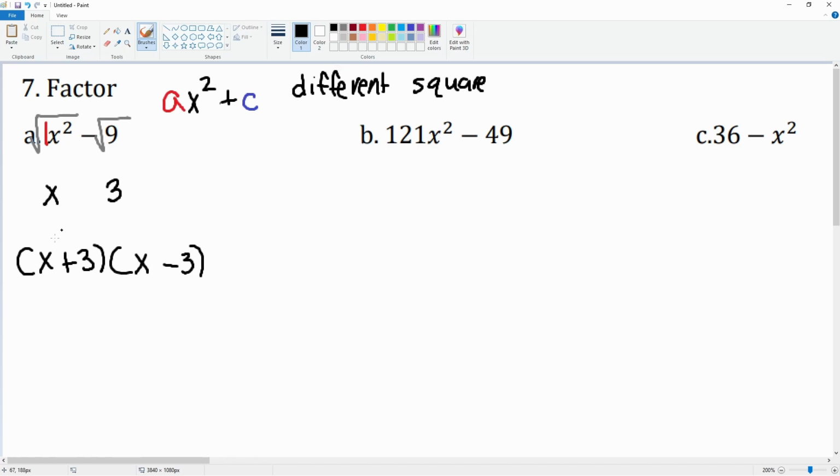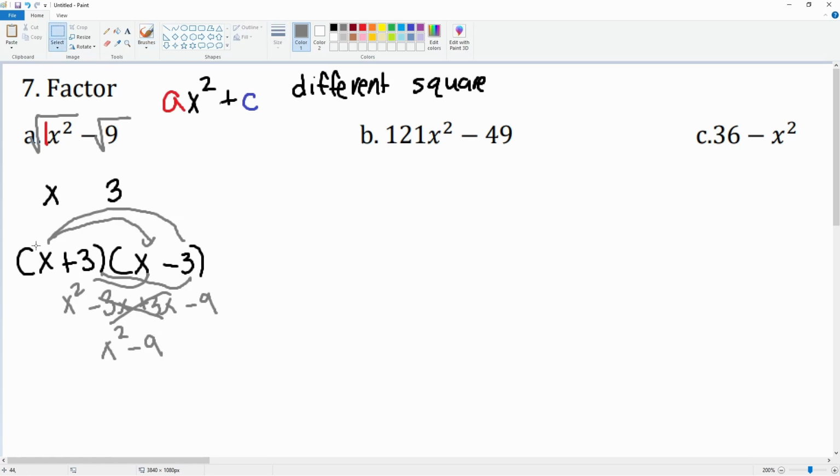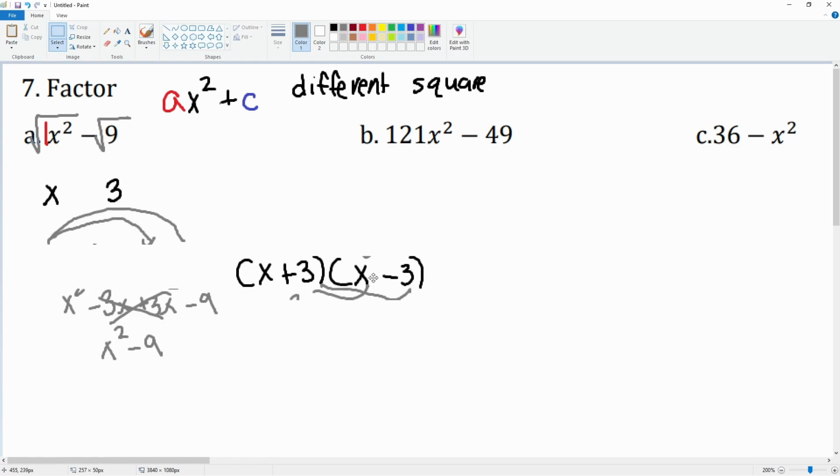Don't believe me? If you distribute this in, let me show you. X times x, x squared. X times negative 3, negative 3x. 3 times x, 3x. 3 times negative 3, negative 9. These middle terms cancel, leaving you with x squared minus 9. You see? It's a difference of squares. So this is the answer right here.